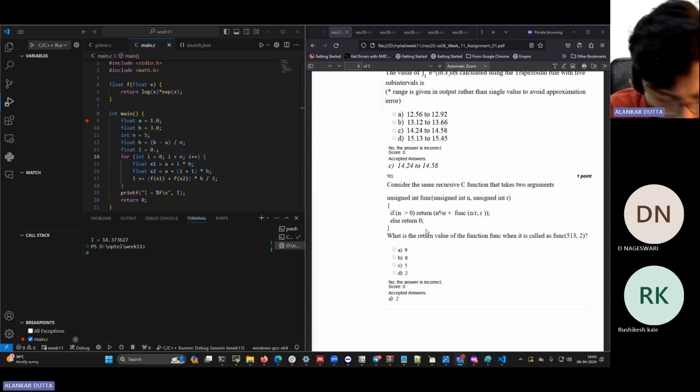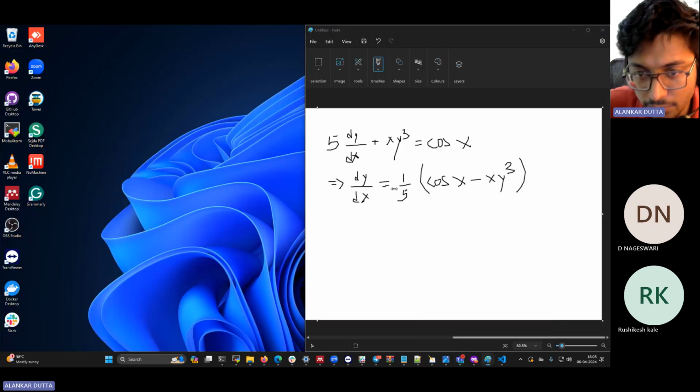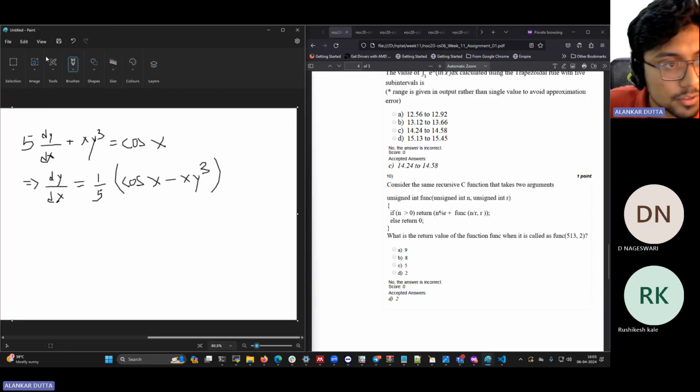So let's try the case which is asked here, which is 513 and 2. As you can see, 513 is an odd number. So when you divide it by 2, you leave a remainder of 1. So in the first iteration, you have 1 plus, and after that, let me open up Paint for you once again. This is going to make things clear, I believe.